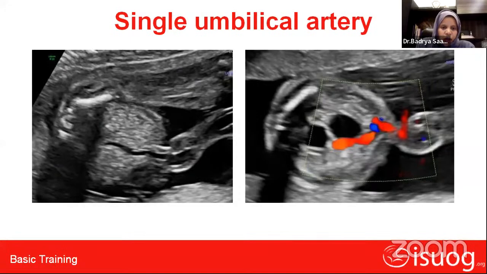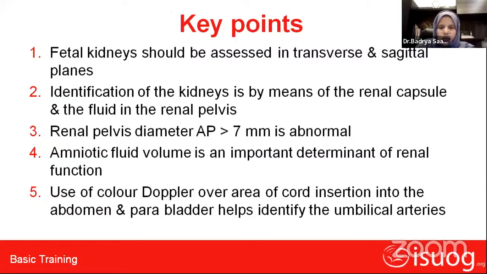Here also, as we mentioned before, when we go to the section of cord insertion to the abdomen, we just put a Doppler image, and you can see here it's only a single umbilical artery rather than two umbilical arteries. So this is the diagnosis of single umbilical artery, which can be in a normal fetus, but sometimes could be associated with other anomalies or chromosomal anomalies, so it's worth referring to a specialist.